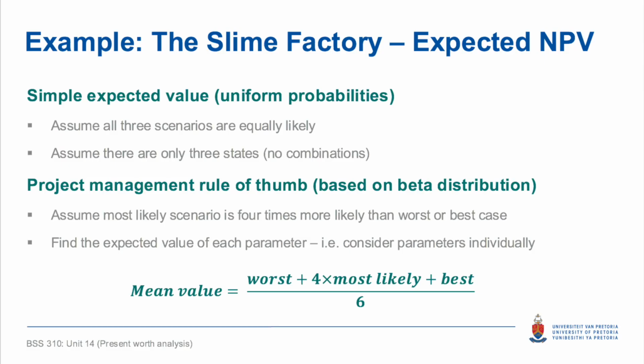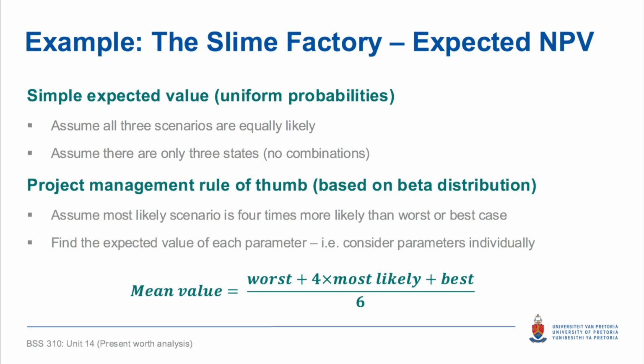We'll be looking at 2 very simple techniques of calculating an expected NPV. The first technique, which I've called the simple expected value technique, assumes that there are uniform probabilities amongst the 3 scenarios. So the 3 scenarios are equally likely of occurring. It also assumes that there are only 3 combinations, so you can only have the worst case of the first cost and the worst case of the gross profit, most likely case of first cost and most likely case of gross profit, or best case and best case. So only those 3 combinations.